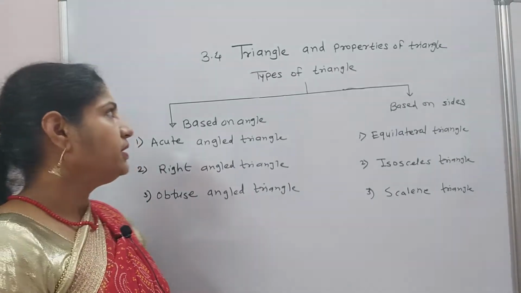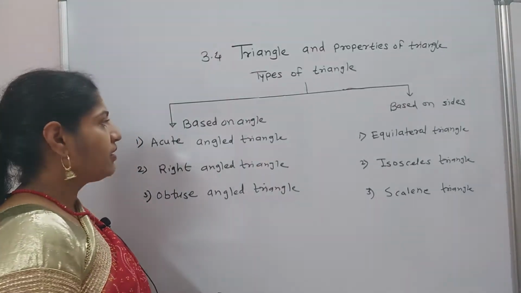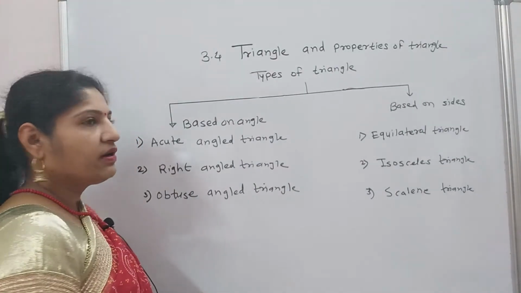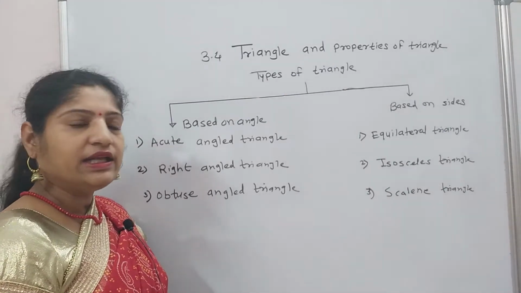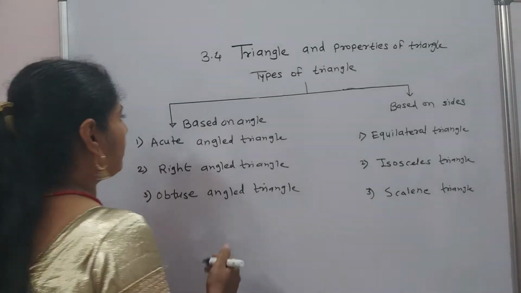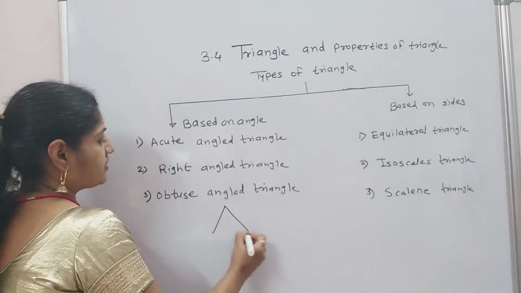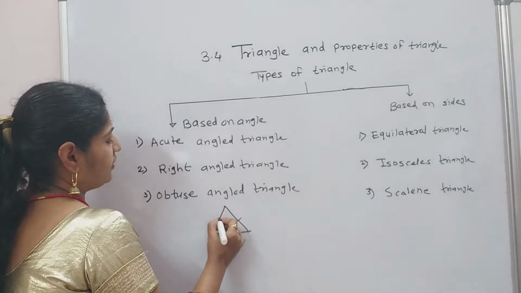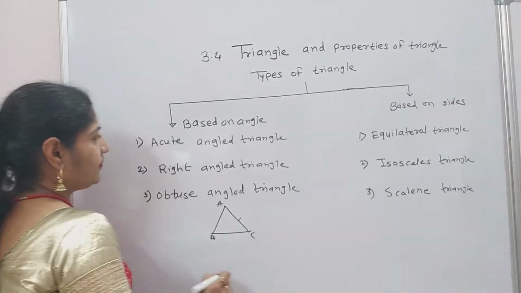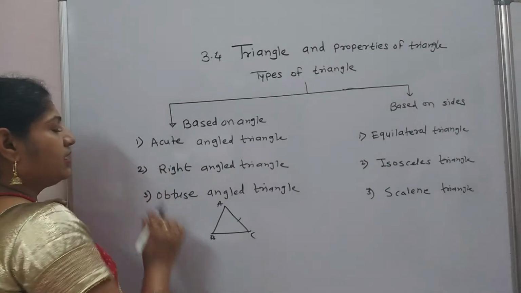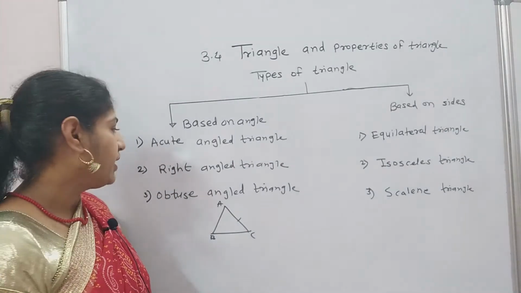Now, types of the triangle. Based on the angle: acute angle. If all three angles of a triangle are less than 90, then it is an acute angle triangle. The angles are less than 90. All the angles less than 90 is called an acute angle triangle.